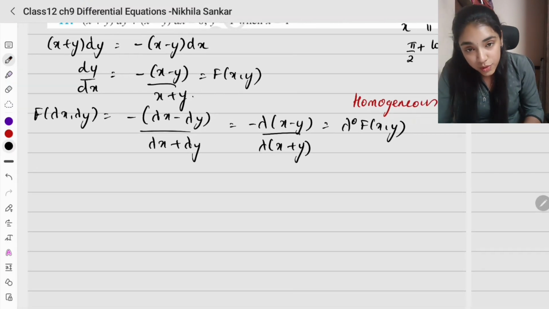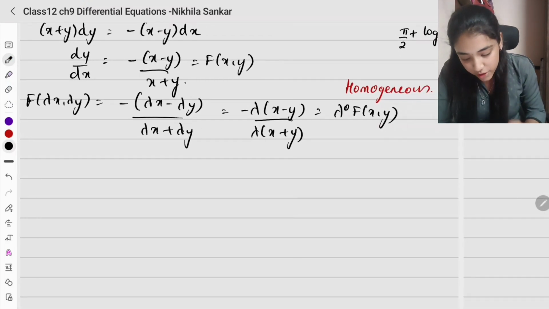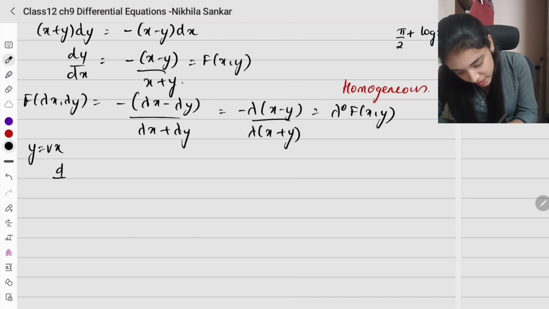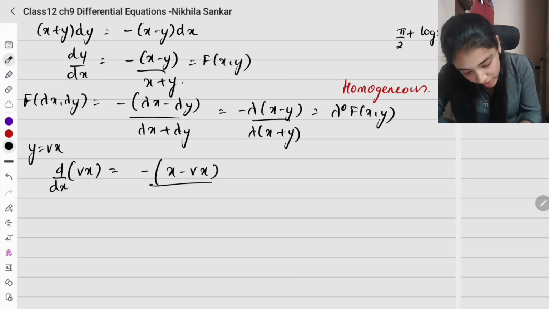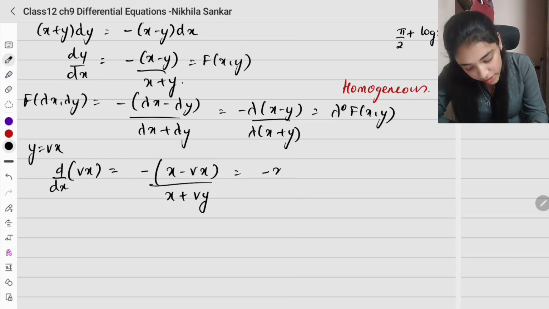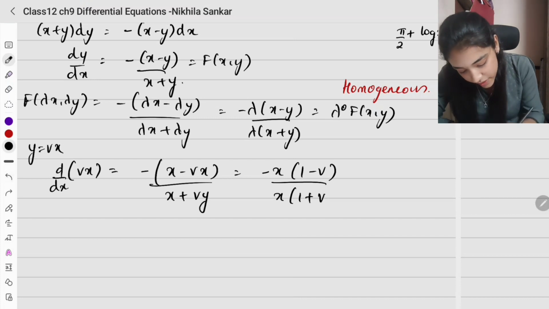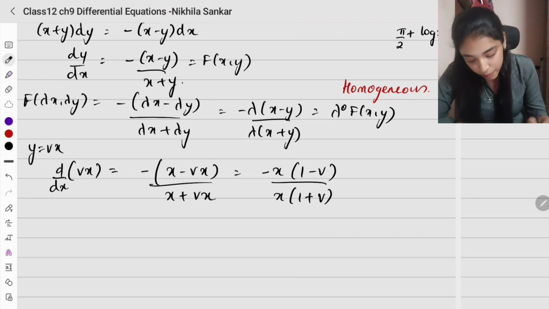Now I need to substitute and solve the differential equation. y equals vx. So dy by dx, d by dx of vx equals, இந்த பக்கம் என்ன இருக்கு? I have minus of (x minus y), which is vx, the whole divided by x plus y, which is vx. Again, taking minus common, x யும் வெளியில எடுத்தா 1 minus v divided by, இங்க x வெளியில எடுத்தா 1 plus v. Sorry, this is vx, இல்லையா? This is going to be vx. So x வெளியில எடுத்தா I have 1 plus v.